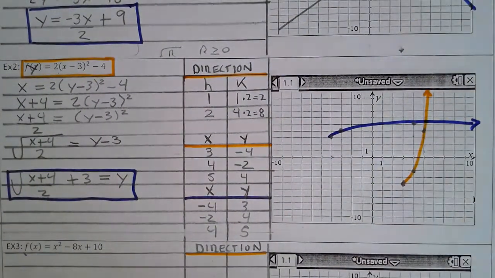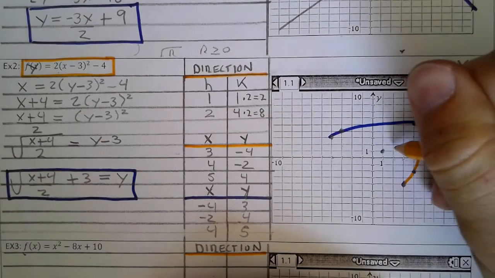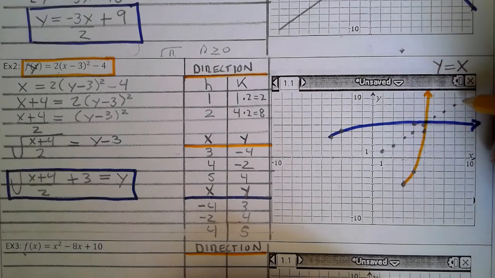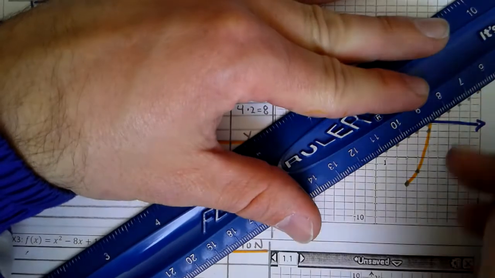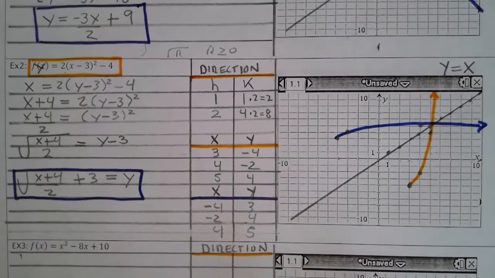Now, if you forgot to graph the y equals x line, you can still do that now. So y equals x: 1, 1, 2, 2, 3, 3, up to 10, 10. And you can see that they reflect over the y equals x line. So there's your inverse.